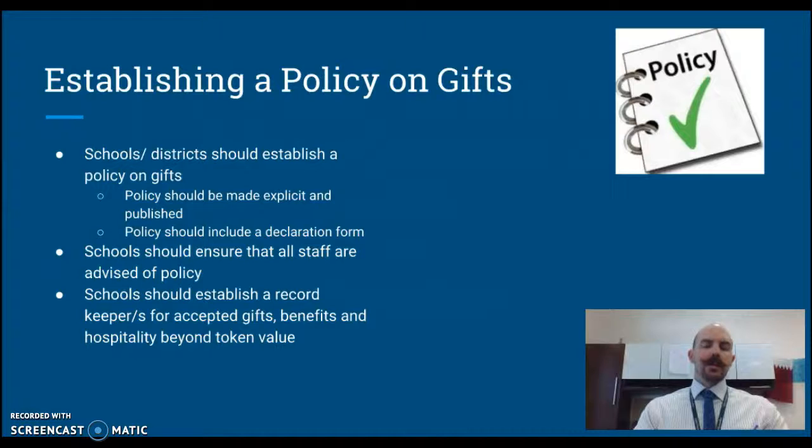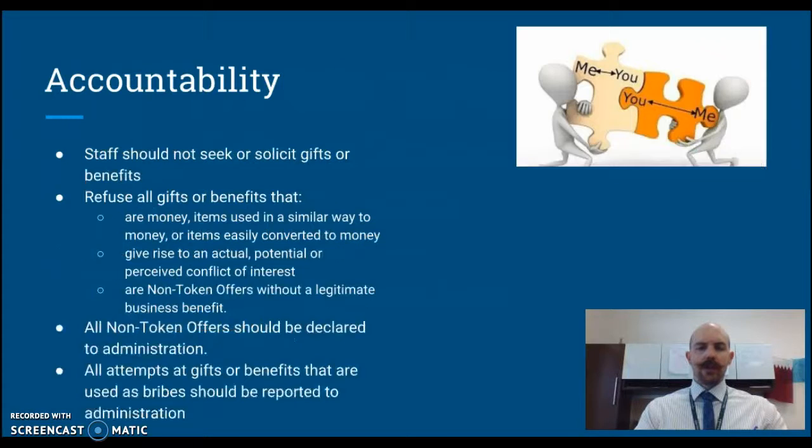Now, it's important for the school to review such policies probably at the beginning of the year with all staff so that everybody is aware. It's important for the school to establish record keepers of such accepted gifts, benefits, anything beyond a token value. It's important to have fidelity there, where it's not one person in charge of money and reporting and record keeping, but there's a few people in charge.